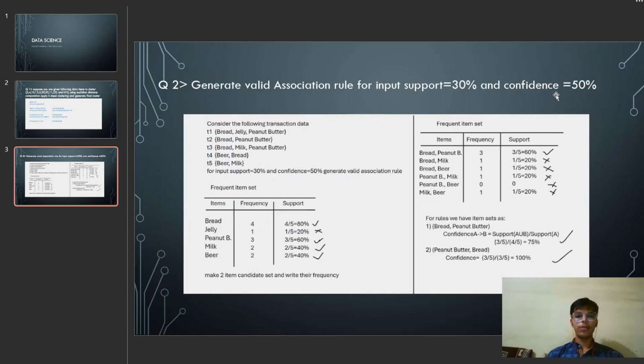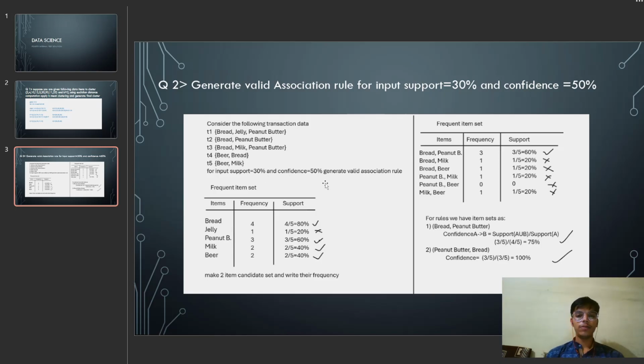So our second question is, generate a valid association rule for input support of 30% and confidence of 50%. So we have been given this transactions data here: in transaction 1 there is bread, jelly, peanut butter. In transaction 2 there is butter, peanut butter. In 3 there is bread, milk, peanut butter. In the fourth transaction we have beer and bread. In the fifth transaction we have beer and milk.